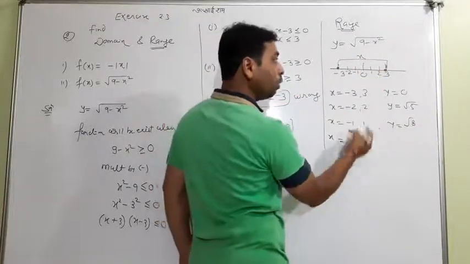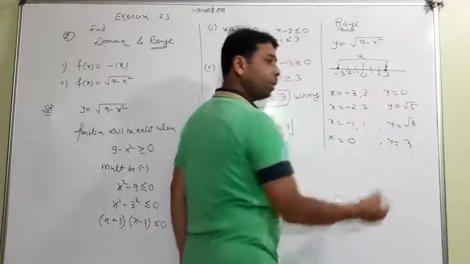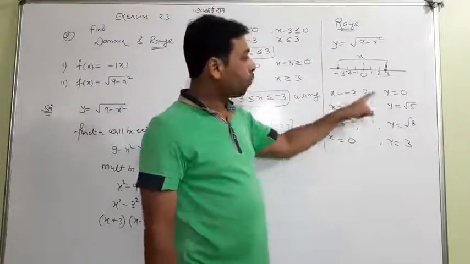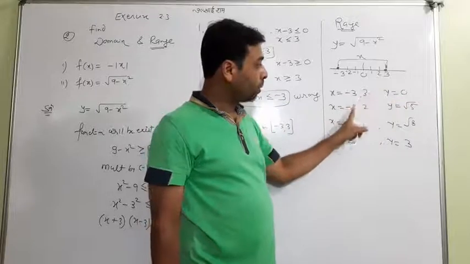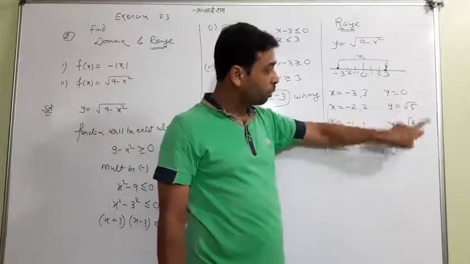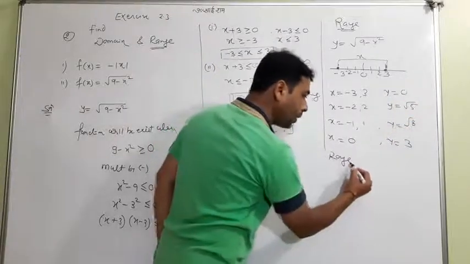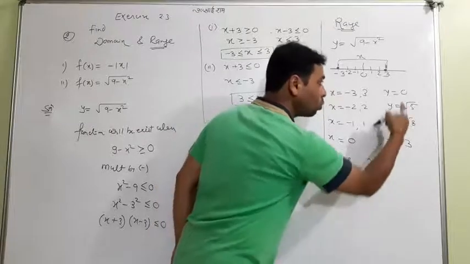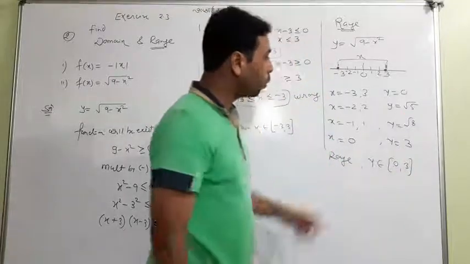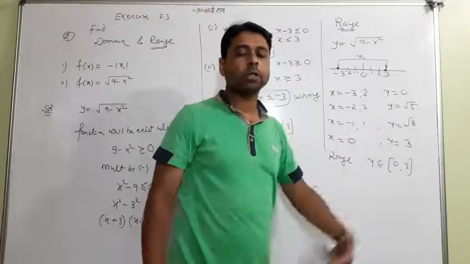And lastly, when you put 0, then y will be 9 minus 0 is 9, meaning 3. So for the whole answer, you have got the idea that from minus 3 to 3, minus 2, all values till 0, you are getting the answer from 0 to 3, and all the answers are lying between them. Meaning when you find the range, it will actually be y belongs to from 0 to 3, all values are lying between them. Whatever value you put, it will not go beyond this particular range. So it is the range of the function.